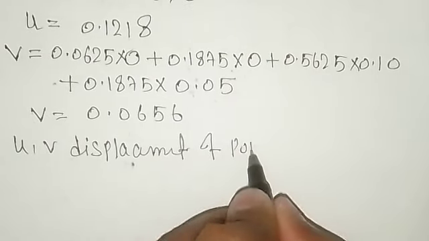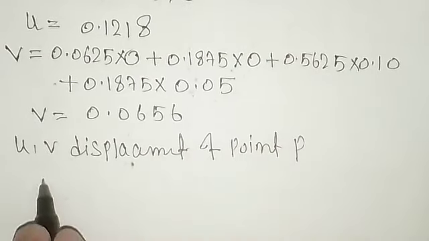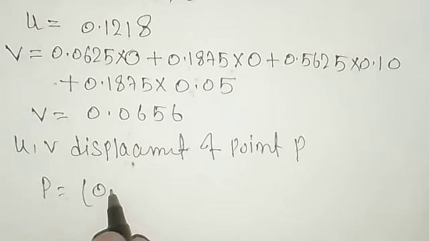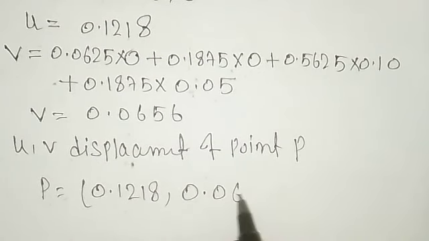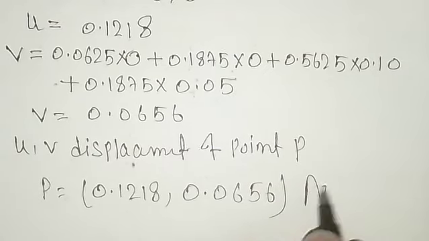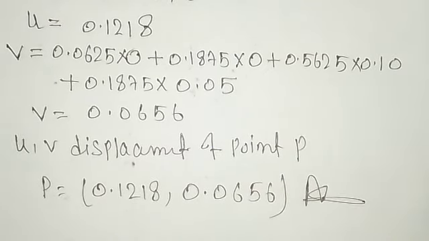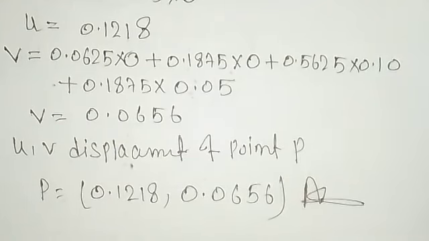Okay, so now we can write that the UV displacement of point P is 0.1218 and 0.0656. This is your answer. This is how we will solve the problem for a 4-noded element if we have to find out the coordinates x and y at any master location point P, and the nodal displacement. Thank you.